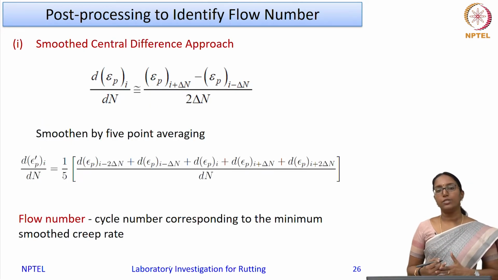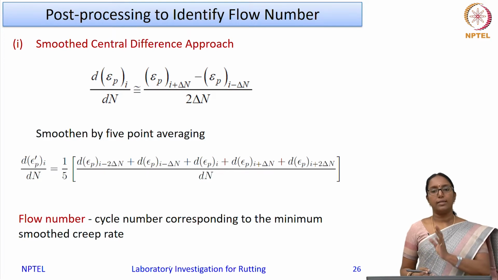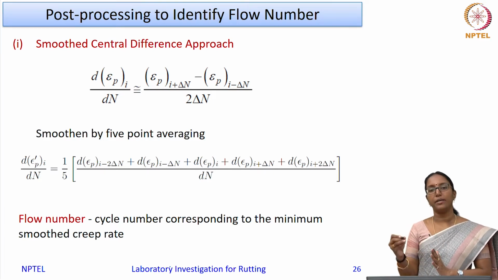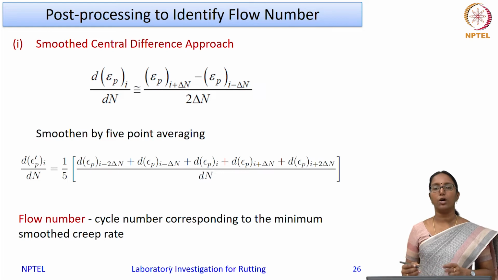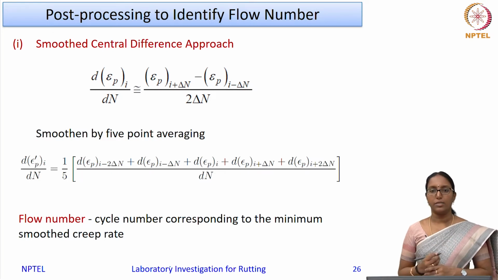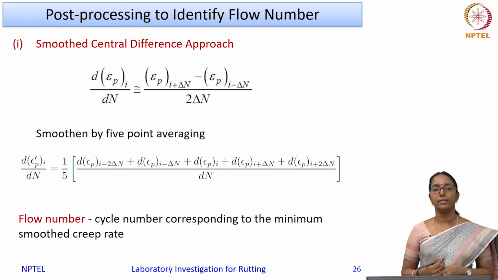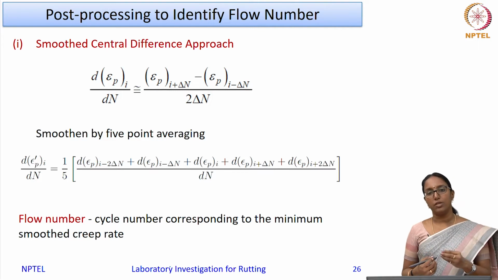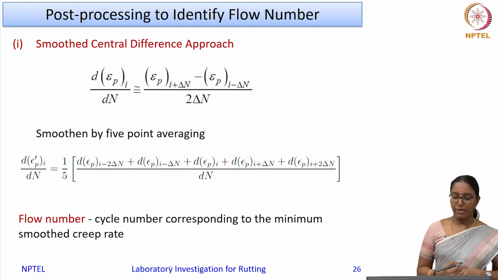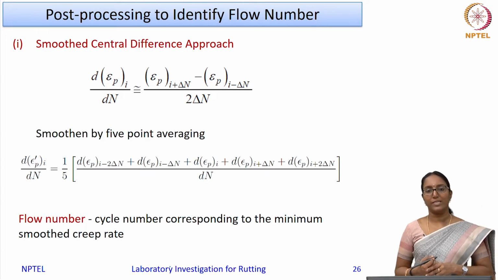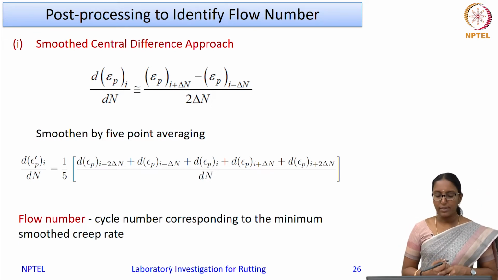Now, your aim is to identify the flow number. As I said, flow number is the point at which the material starts flowing, or it is the start of the tertiary stage, or it is defined as the minimum rate of change of strain. What is that point? In order to identify that, two methods are specified by the protocol. One is a smoothened central difference approach.